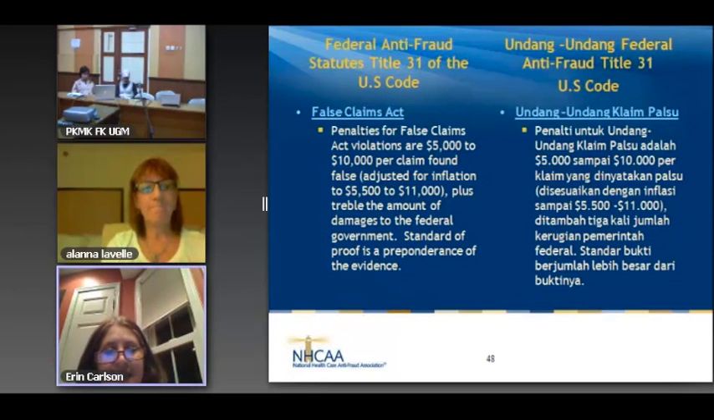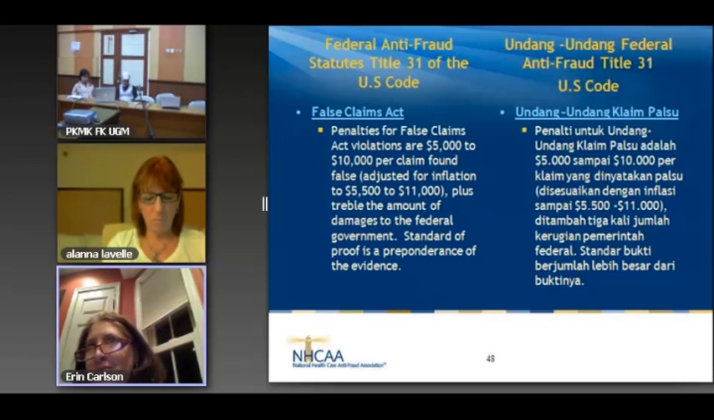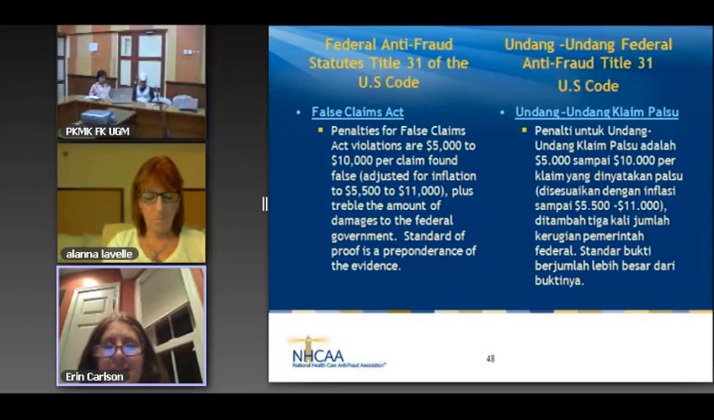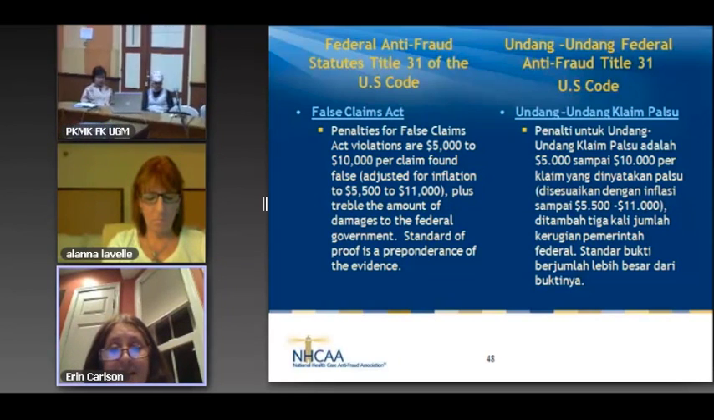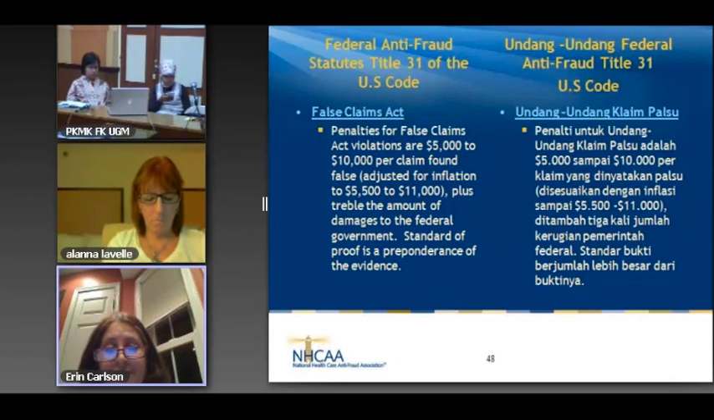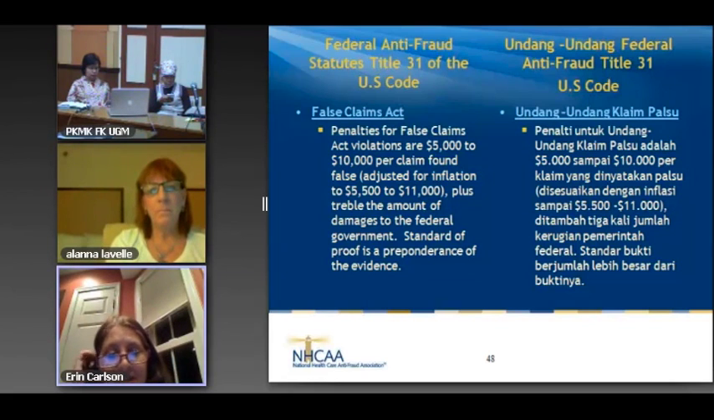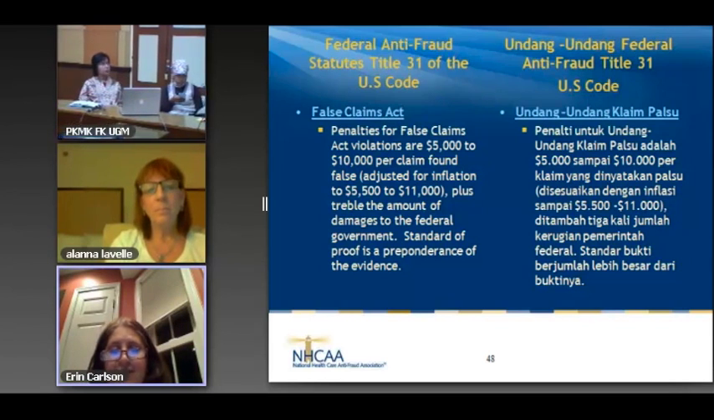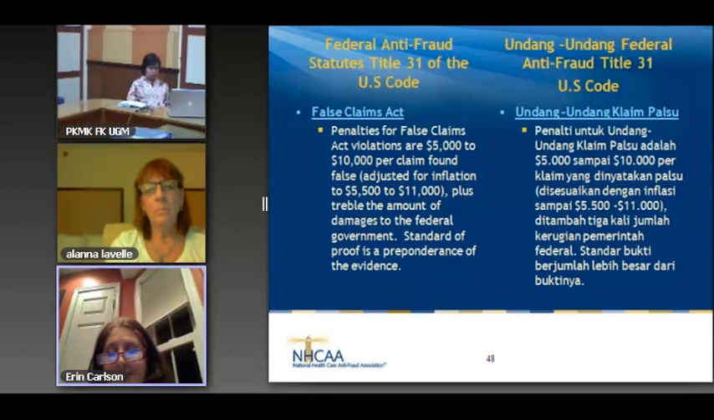Now, the False Claims Act violations, it's per claim. So you can imagine in a healthcare environment, if you have a physician that submitted 100 claims a day and they were false, per claim he could be charged $5,000 to $10,000 per false claim. So in the medical arena, this is a very effective law because the financial penalties are huge. Plus, they can be charged what they call treble damages, or 3 times the damages to the federal government. The standard of proof is a preponderance of the evidence.